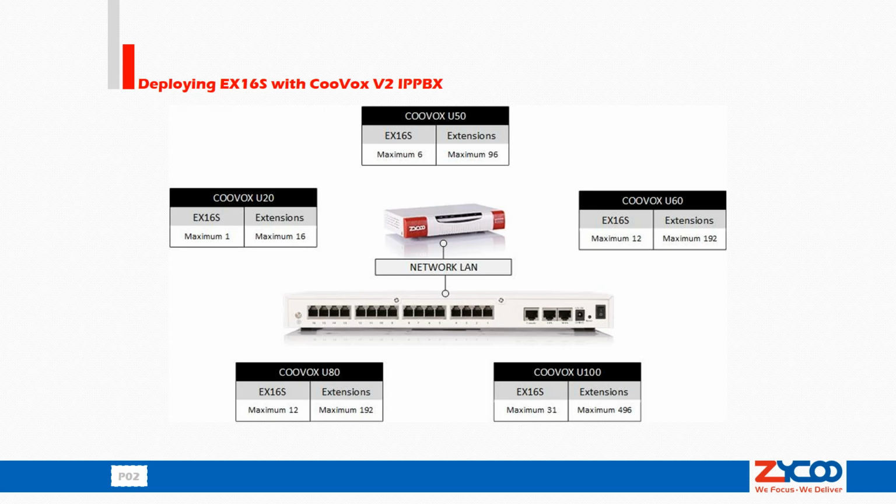Each CoolVox model differs in terms of support for EX16S. A CoolVox U20 supports a maximum of one EX16S for a total of 16 analog extensions. A CoolVox U50 can support a maximum of 6 EX16S for a total of 96 analog extensions. The U60 and U80 models support a maximum of 12 EX16S, and between them can both support a maximum of 192 analog extensions each. Finally, the CoolVox U100 supports a maximum of 31 EX16S units, as well as a maximum of 496 analog extensions.